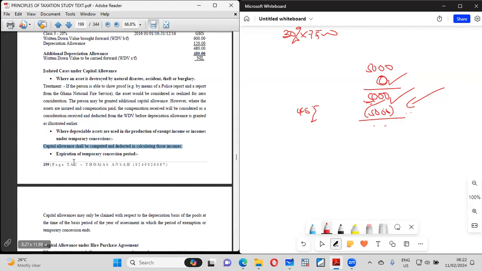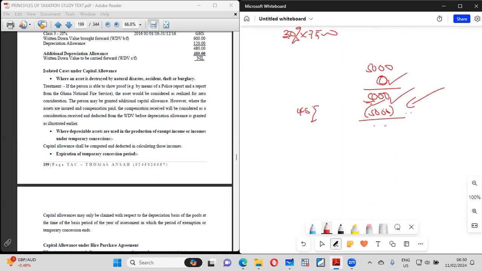Now, on expiration of the concession period, capital allowance may only be claimed in respect of the depreciable basis of that pool at the time of the basis period in the year of assessment in which the period of exemption or temporary concession is what? Is expired. All right. So that is that. I will explain that shortly.